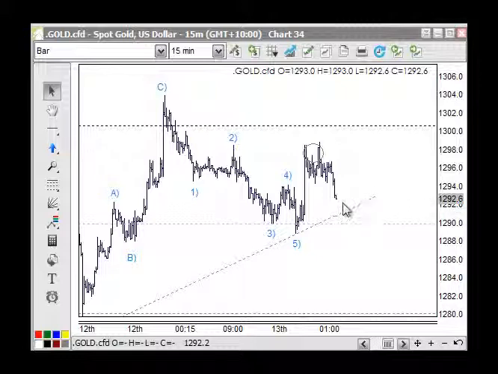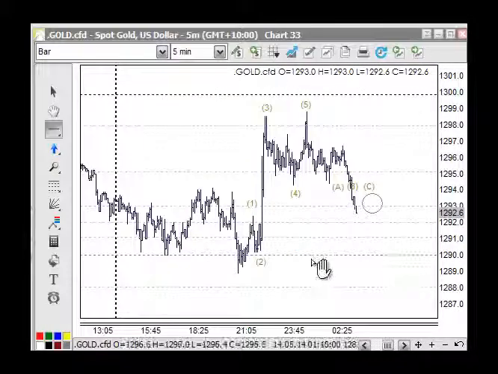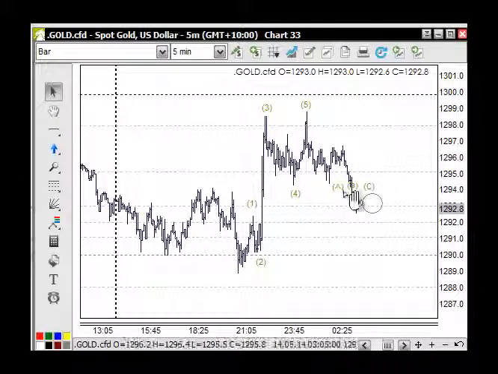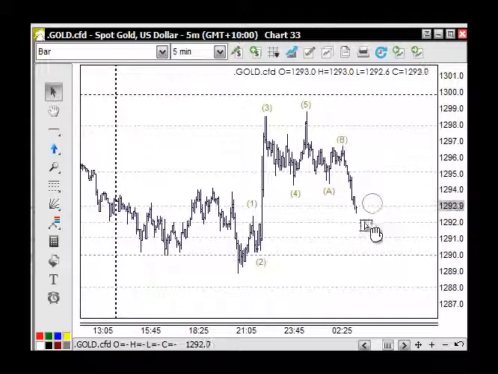So I'll just show you this little structure in here as such. So we've got the 1, the 2, strong 3rd wave here, the 4th and the 5th here. So I was looking for an A wave, a B wave, and a C wave here. So probably, if you look at the 1 minute chart, you'd probably be able to work out the 5 waves in here.